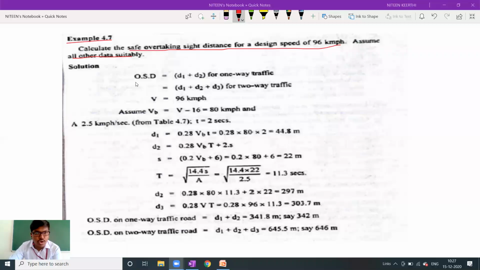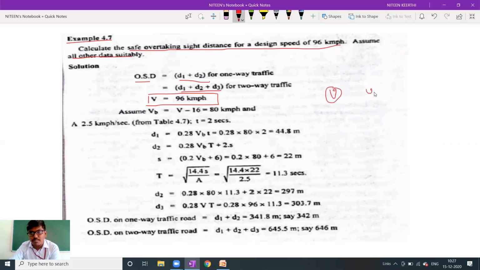Okay, so coming back to OSD: D1 plus D2 for one-way traffic, D1 plus D2 plus D3 for two-way traffic. The speed given is V equal to 96 kmph. Here he has not mentioned whether it is for an overtaking vehicle or an overtaken vehicle. As already mentioned, the overtaking vehicle is the one traveling behind, and if you want to overtake, your vehicle speed will be the design speed V, and the vehicle ahead of you we call the overtaken vehicle.